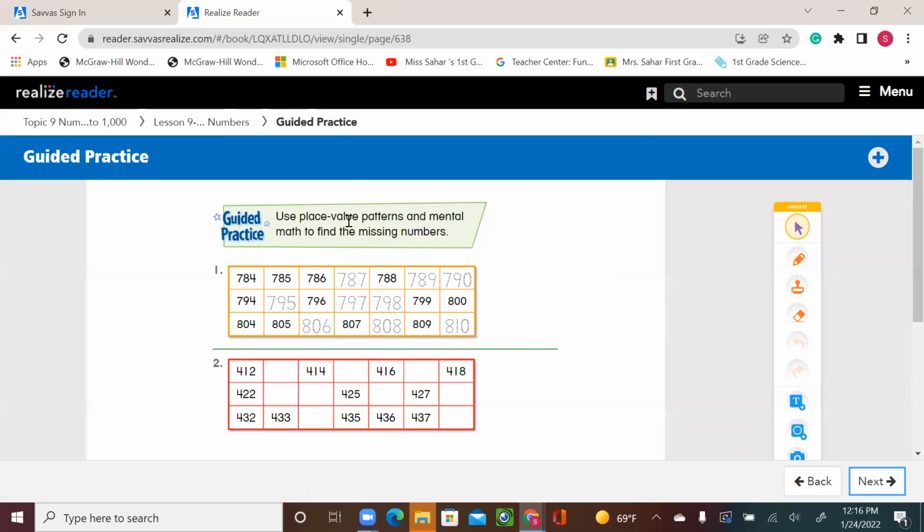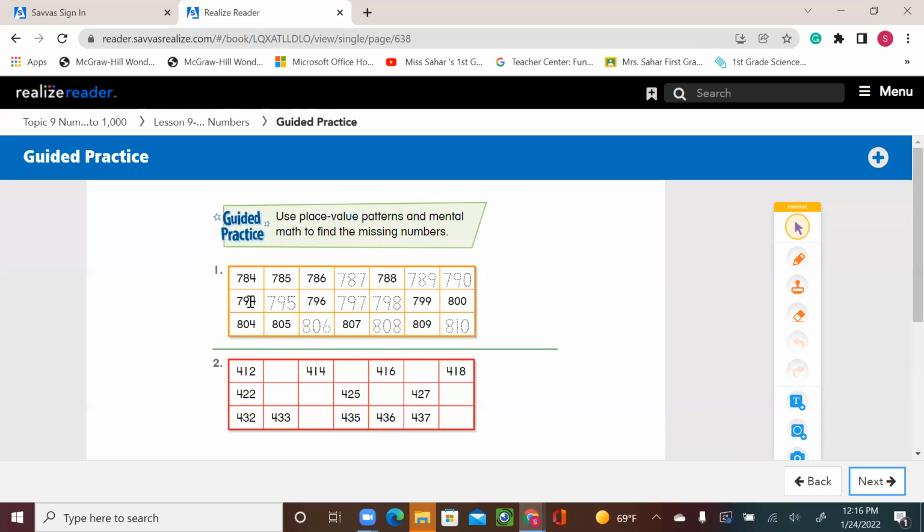All right, use place value patterns and mental math to find the missing number. So this is the chart we have, starting at 784. Move 1 block to the right. So the ones will increase by 1, so 785, 786. Again, still on the same row, one jump, 787, 788, 789, and 790. So you can see that the ones increased by one.